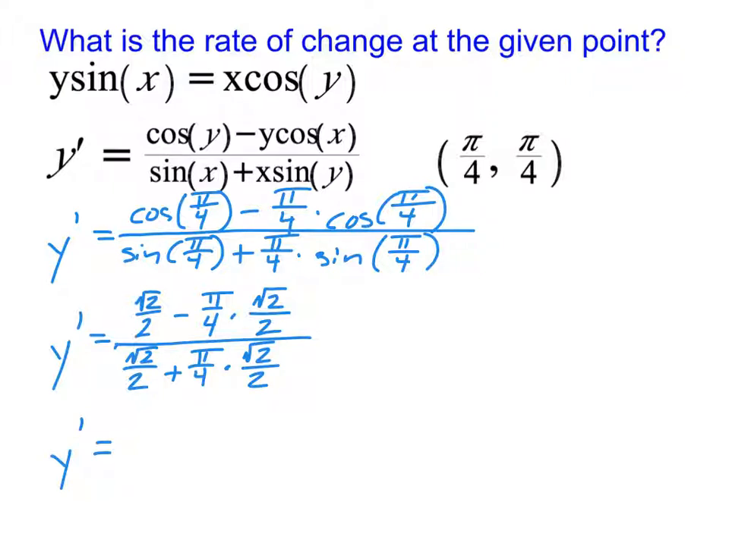So I could actually divide out of both top and bottom to reduce this by the root 2 over 2, which would just be 1 minus pi over 4 over 1 plus pi over 4. That's a lot easier to calculate. A lot less prone to error along the way. Go ahead and calculate that. Figure out what is y prime going to be.